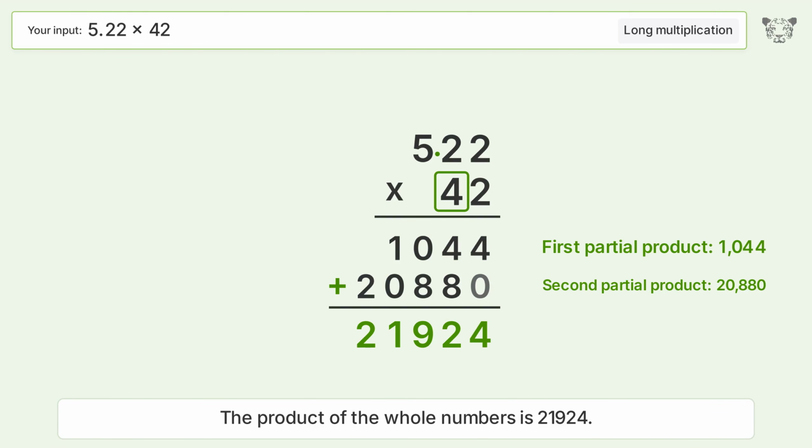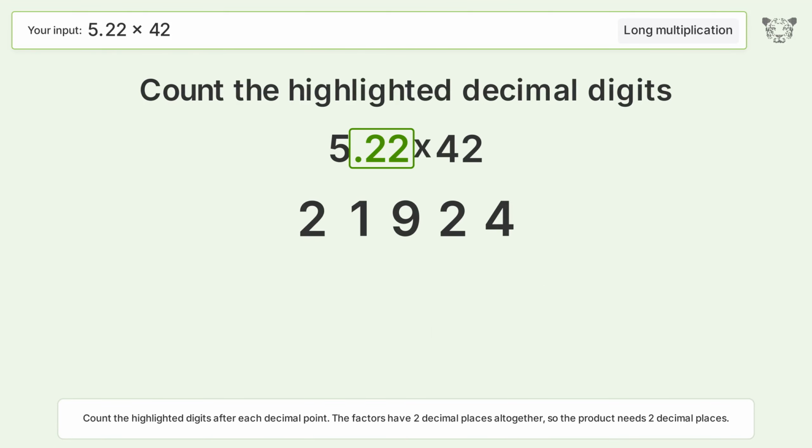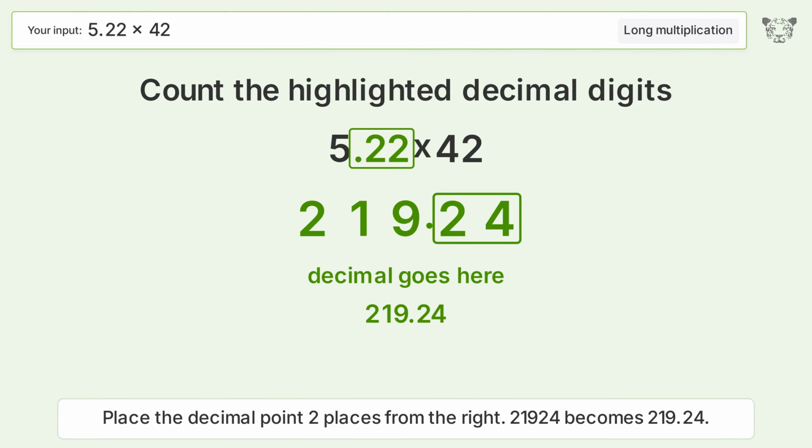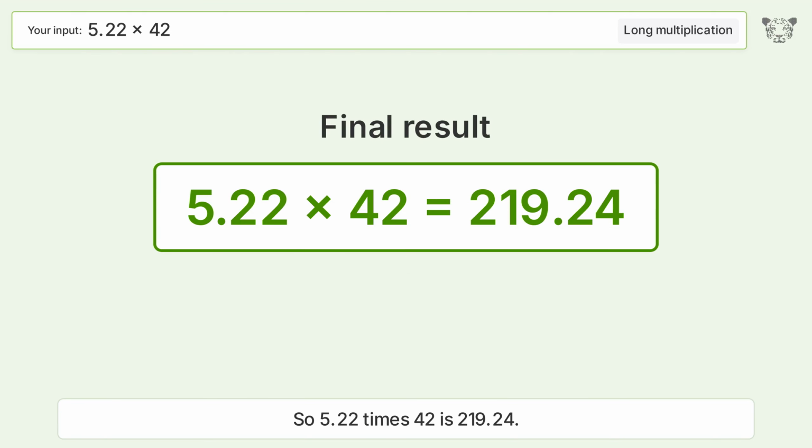The product of the whole numbers is 21,924. Count the highlighted digits after each decimal point. The factors have 2 decimal places altogether, so the product needs 2 decimal places. Place the decimal point 2 places from the right. 21,924 becomes 219.24. So 5.22 times 42 is 219.24.